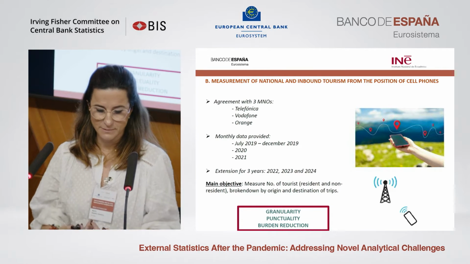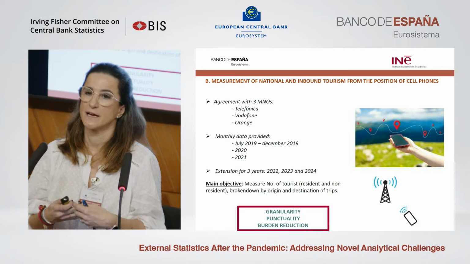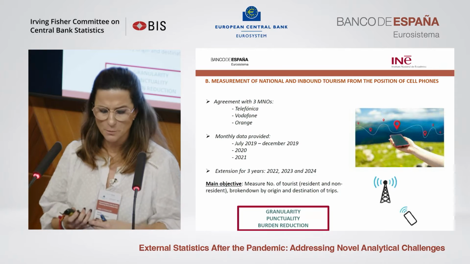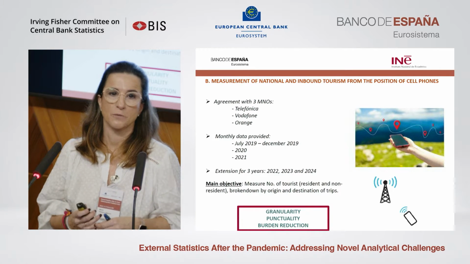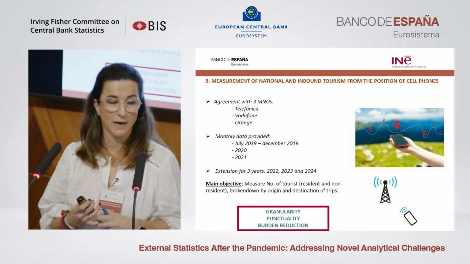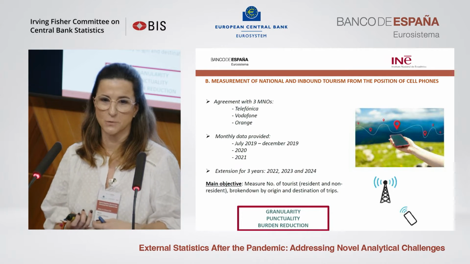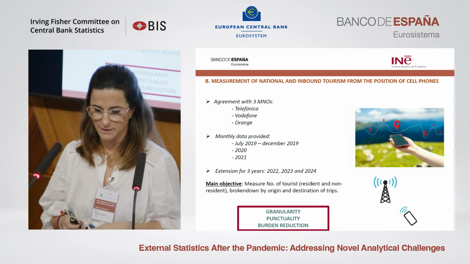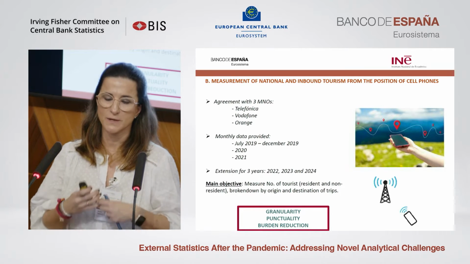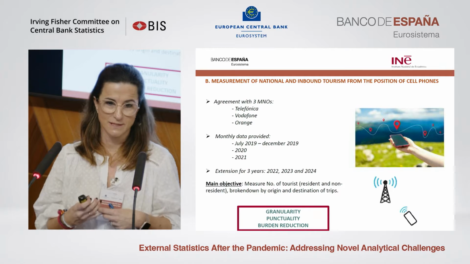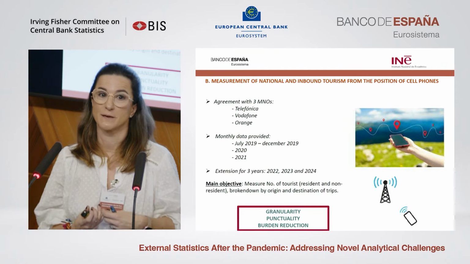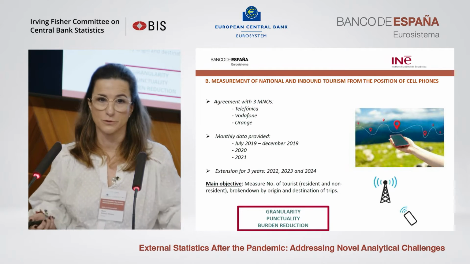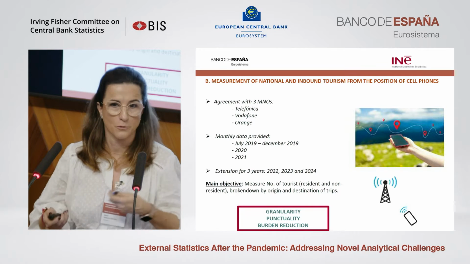Our objective is to measure the number of tourists: inbound tourism, outbound tourism, and domestic tourism. We try to cover the whole picture, broken down by origin and destination of trips, with a great increase in granularity, because we know almost all the countries where the tourists come from to Spain. I'm going to focus on inbound tourism, but it's similar for the rest of the approaches. And we know the municipality they visit. So it's a huge amount of data we provide monthly, and of course with a huge burden reduction, because we don't have to do any kind of survey or ask questions of anybody.